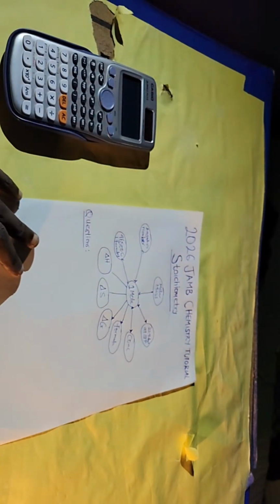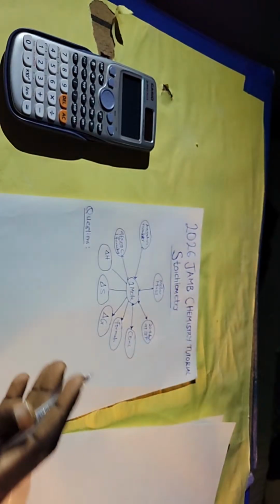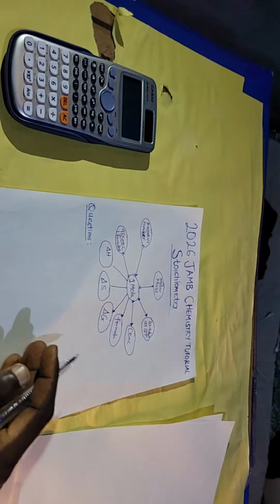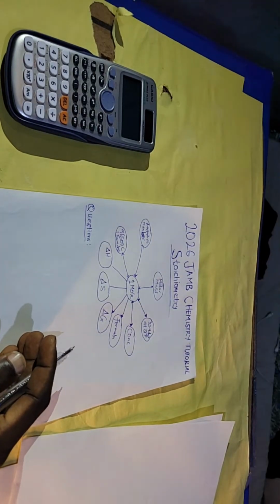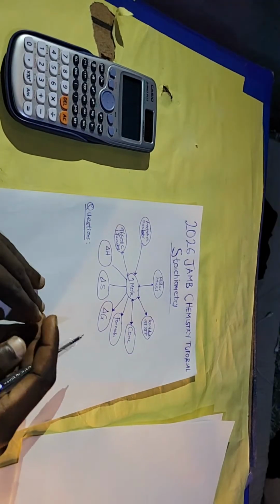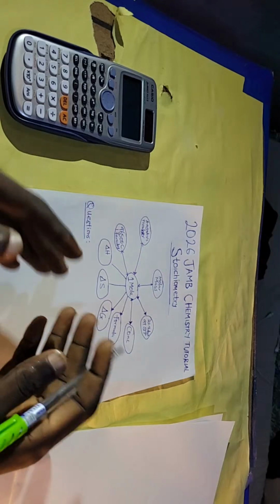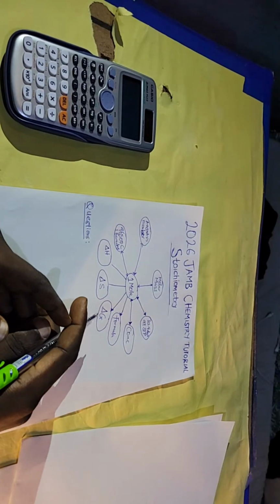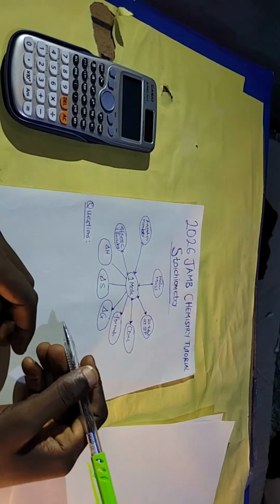In today's class, we'll be looking at stoichiometry, one of the most important aspects of chemistry. This aspect deals with calculation. If you're writing JAMB or NECO, or irrespective of the exam you may be writing, this class is for you.